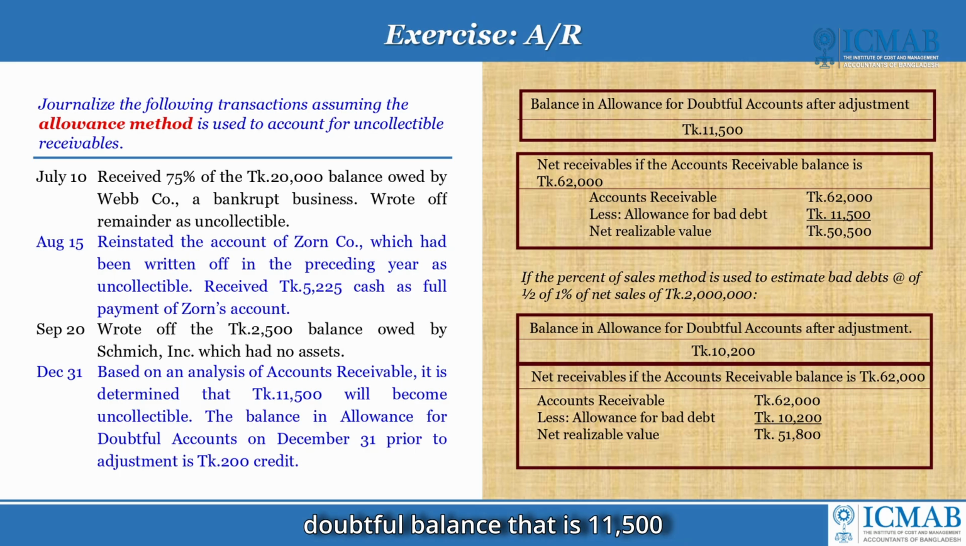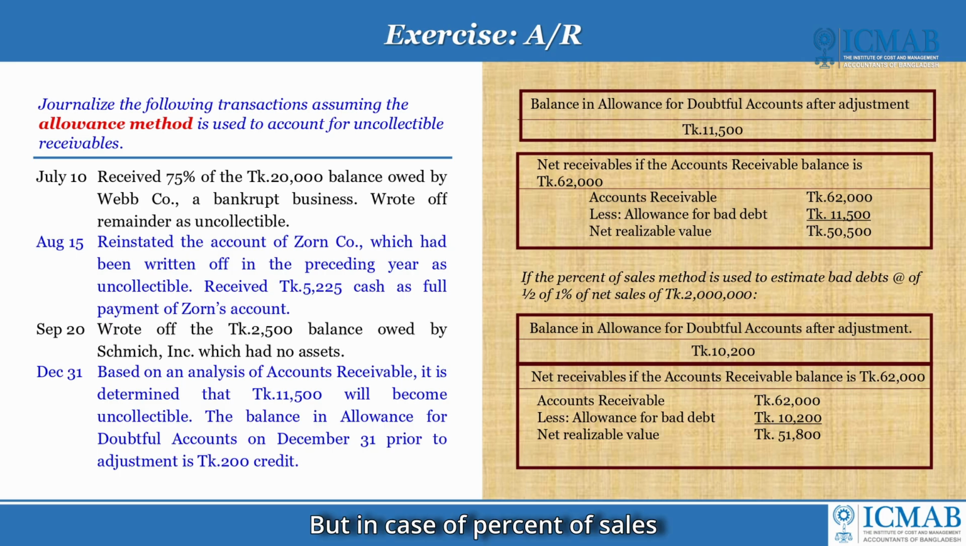So in case of presentation of this account receivable balance in the balance sheet, we have to deduct the allowance for doubtful debt balance, that is 11,500, from the account receivable balance which is 62,000, and we should show the net realizable value which is 50,500 in the balance sheet under the current asset segment.